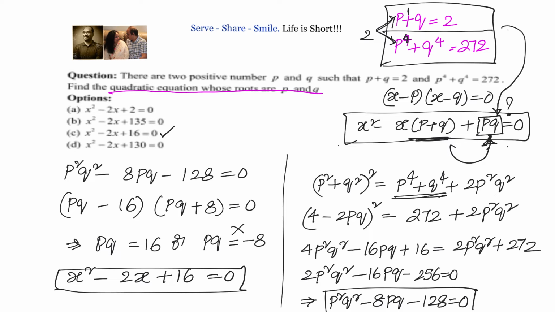So we started with p plus q equals 2. We squared it on both sides, so we got p square plus q square in terms of pq. Then we squared it again so that we can use p power 4 plus q power 4 is 272. We got a quadratic equation in terms of pq. We solved it by splitting the middle term, or quadratic formula, and got that pq equals 16. Then we went back to the quadratic equation, x square minus x into (p plus q) plus pq. So it is x square minus 2x plus 16 equals 0.